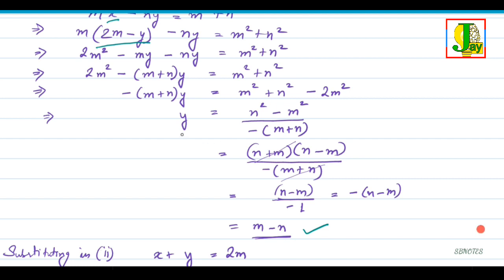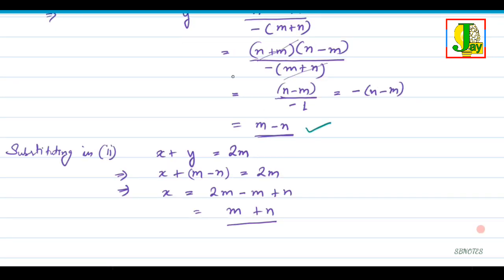Now what we are going to do is substitute this value in the previous equation, that's x plus y equals 2m. In place of y we put m minus n, and we get x equals m plus n. So these values of x and y are the solutions for the given two equations.